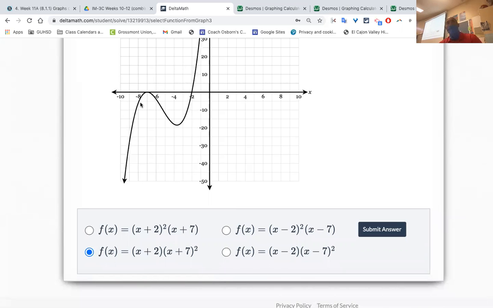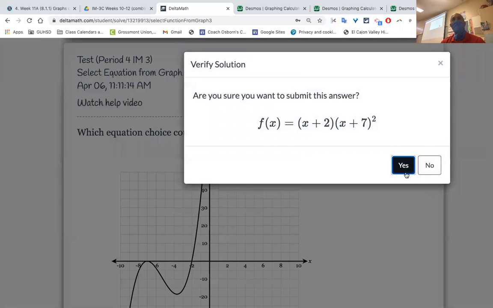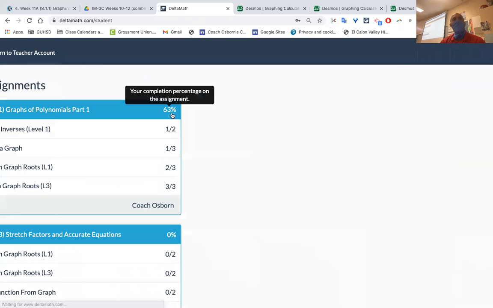So if it bounces, it doesn't cross through, it'll repeat and you'll see the square. If it goes straight through, like here, then it's going to be just x plus 2 by itself, okay? And when you do the Ed Puzzle, Ms. Menard will go into more detail on that, okay? All right, so that is your Delta Math assignment.